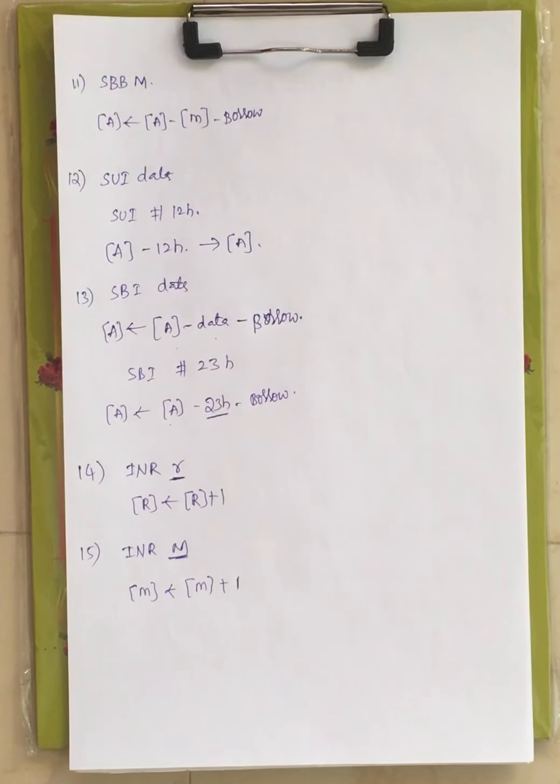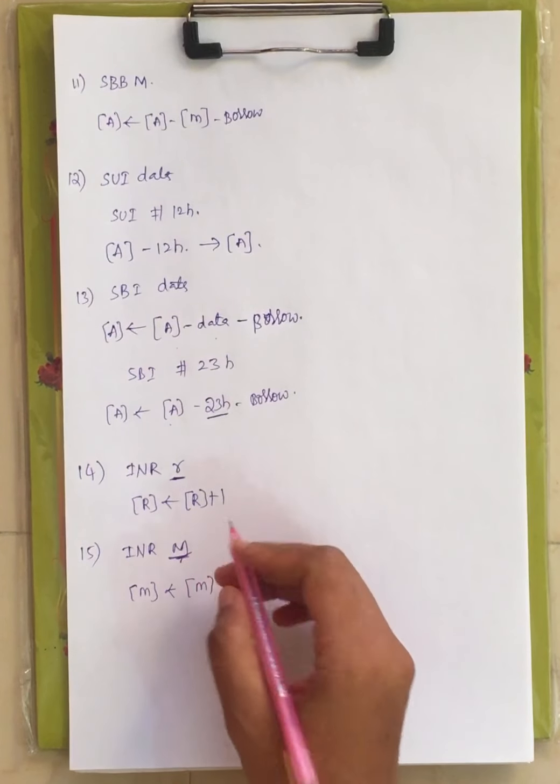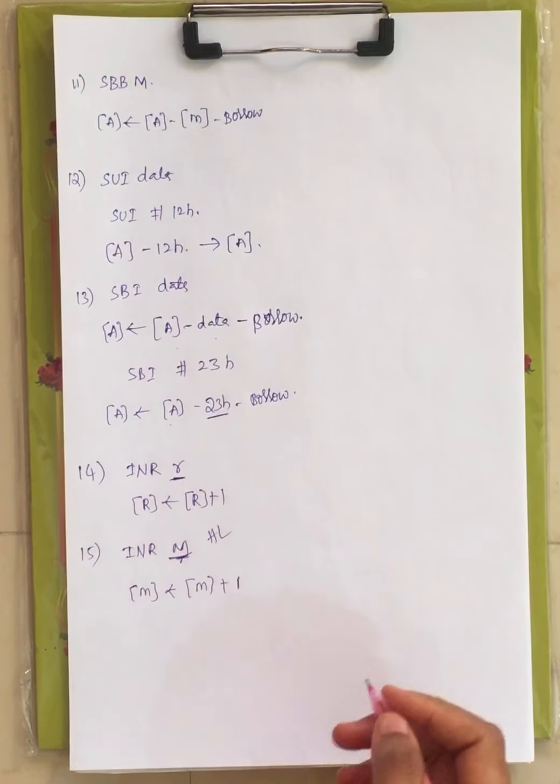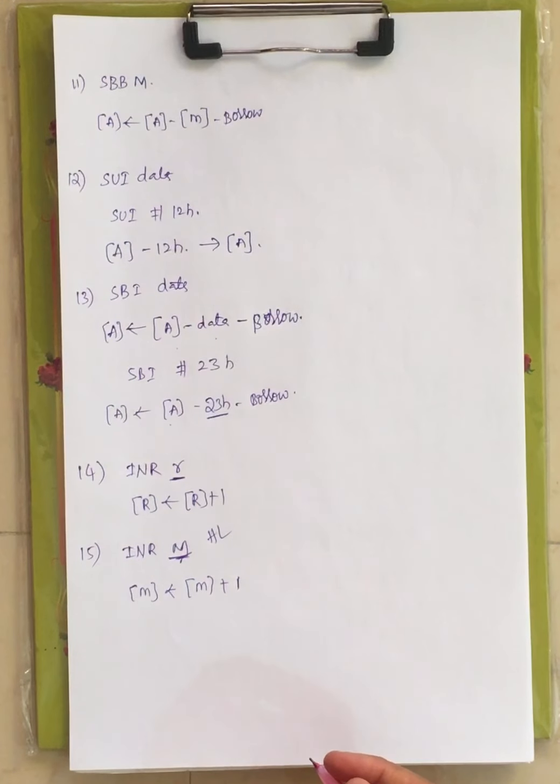It increments the contents of the memory location, and this memory location is pointed to by which register pair? The HL register pair. Always remember, when an instruction specifies a memory location, that memory location should be pointed to by the HL register pair. Now this is the 15th instruction.